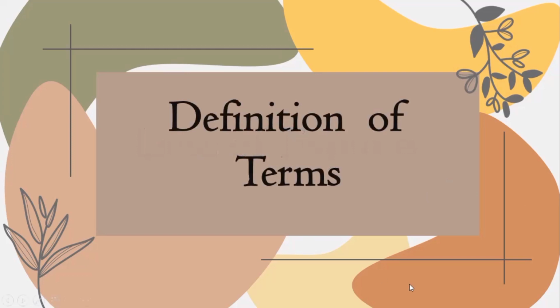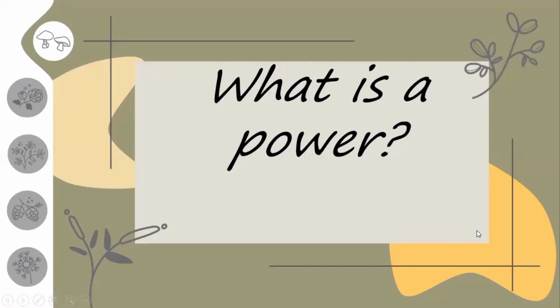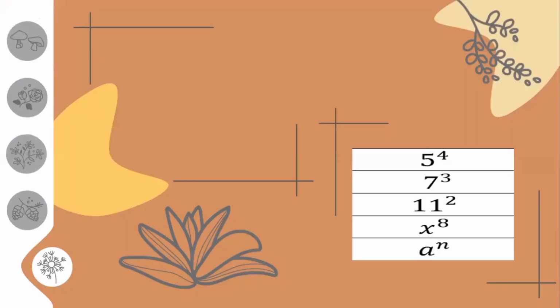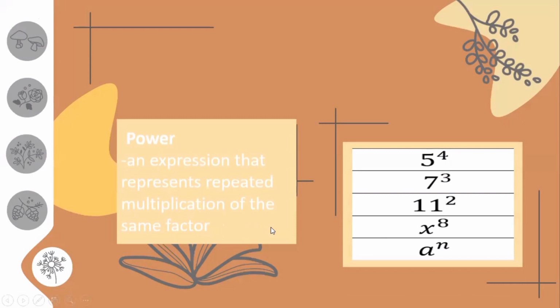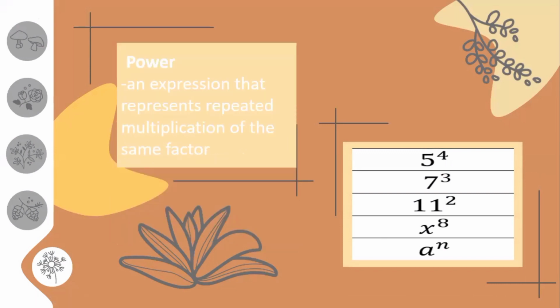First term is power. What is the power? Okay, you can see in my presentation the example of power. So that when we say power, it is an expression that represents repeated multiplication of the same factor. Examples are 5 raised to 4, 7 cubed, 11 squared, x raised to 8, and a raised to n.